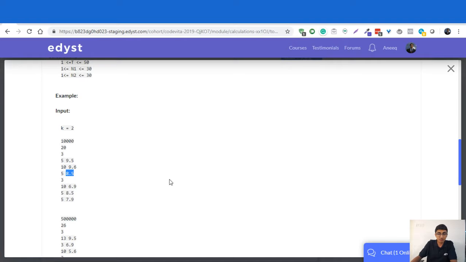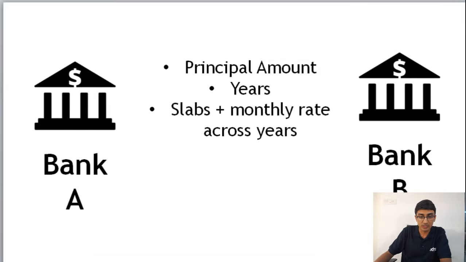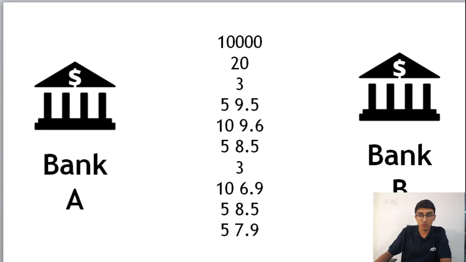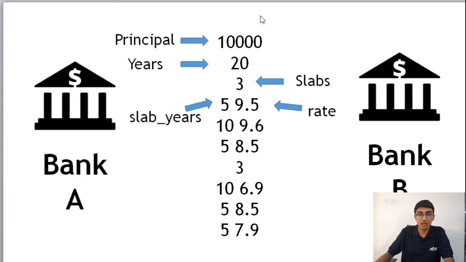So that's what it means. This is the total amount that we borrowed. Bank A is offering us this rate, bank B is offering us this rate. Let me repeat that. This is the entire input, and just breaking it down, the principal amount is given as the first line. 20 is the number of years, and the next number is the number of slabs that were given. So in total, we are given 3 slabs.